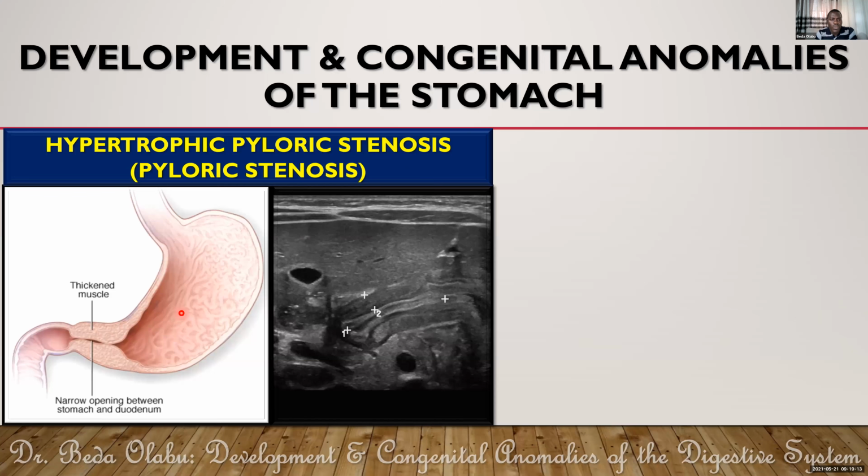However, there's a lot of argument whether we need to classify this one as a congenital malformation. And the reason is this. When babies are born, rarely will they have this problem. Rarely will they be vomiting. They'll start vomiting about 6 to 8 weeks after birth. That's when it becomes significant.